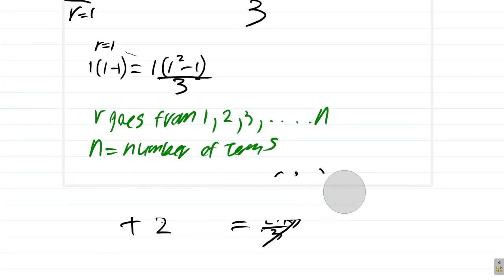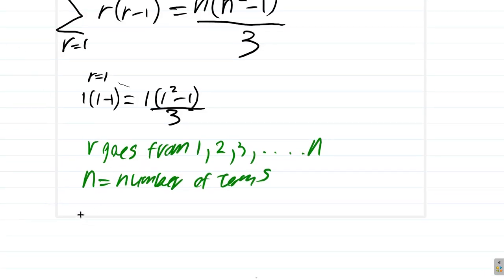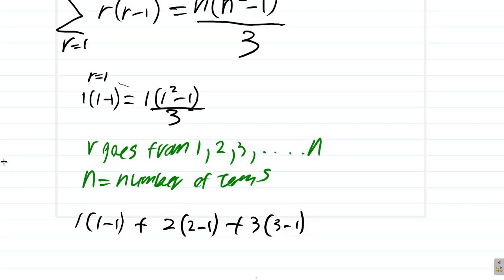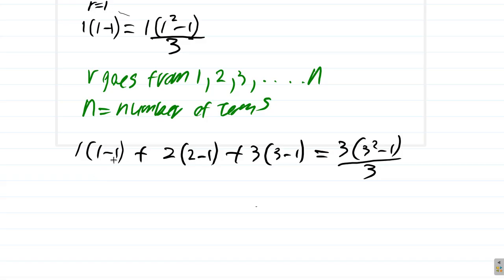If it was 3, then you start off when r is 1. So it's 1 times 1 minus 1 plus, when r is 2, 2 times 2 minus 1, plus when r is 3, it's 3 times 3 minus 1. 3 is where you stop counting, so that's n. So n would be 3. So that would be equal to 3 times 3 squared minus 1 divided by 3. In dealing with this, 1 minus 1 is 0, 0 times 1 is 0. See that? Plus 2 minus 1 is 1, 1 times 2 is 2. Plus 3 minus 1 is 2, 3 times 2 is 6. So this would be 8.